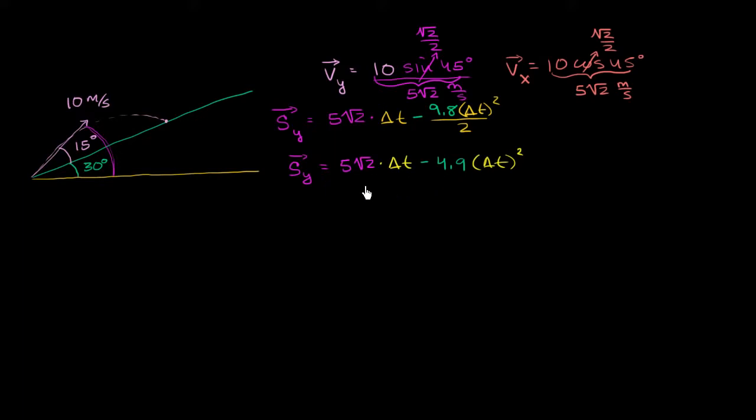Let's think about our horizontal displacement as a function of time. Our horizontal displacement is going to be equal to our horizontal velocity, which is 5 square roots of 2, times our change in time. Now what can we do next? Well, we have to have some relationship between our horizontal displacement and our vertical displacement. And that relationship is going to be given to us by this incline.